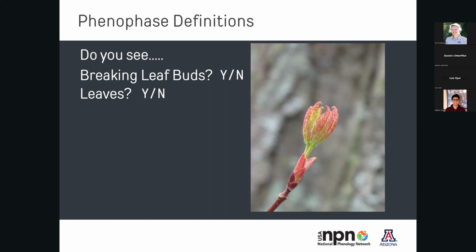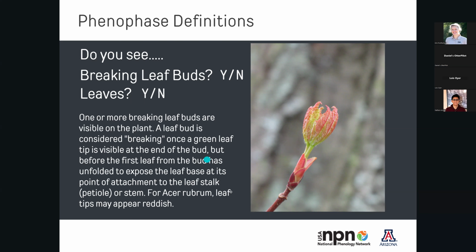But fortunately, we do have phenophase definitions. When you're in your Observe tab in the app, there's like a little eye with a circle. You can click that and you can actually see what is a breaking leaf bud or a leaf. And so, for example, for a red maple, you would say yes for breaking leaf bud if one or more breaking leaf buds are visible on the plant. So a leaf bud is considered breaking if you see a green leaf tip visible at the end of the bud, but before the first leaf has unfolded, right?